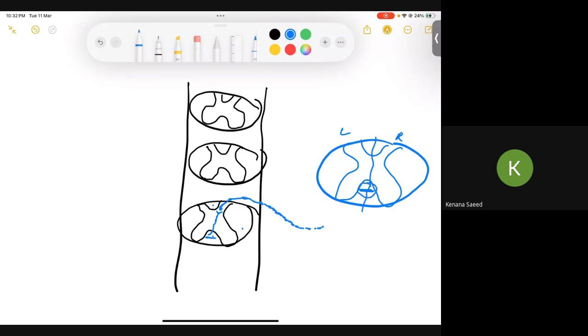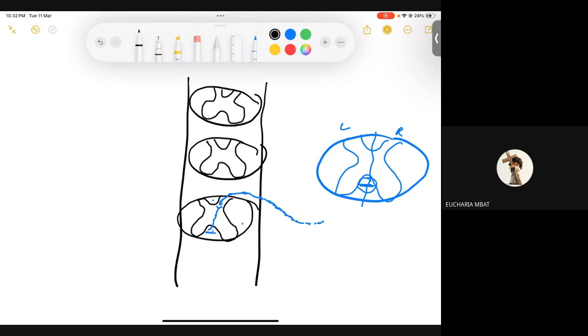So these fibers are commissural fibers. We discussed that when the white matter is connecting right side to left side, they are known as commissural fibers. Okay. So the second order neuron is going to come here. It's going to move through the anterior commissure and go into the lateral column.